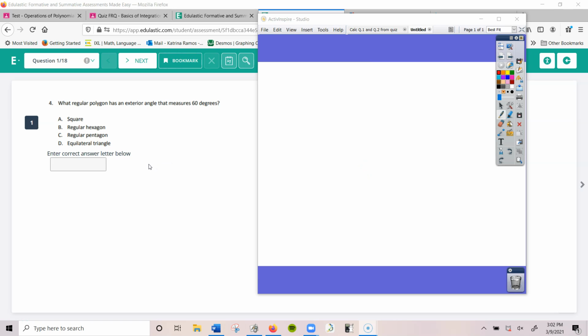So this first question says, what regular polygon has an exterior angle that measures 60 degrees? First of all, when you're trying to find the exterior angle of any regular polygon, you would take 360 and divide it by the number of sides, which is represented by n. This is going to equal the exterior angle, which in the question is given as 60.